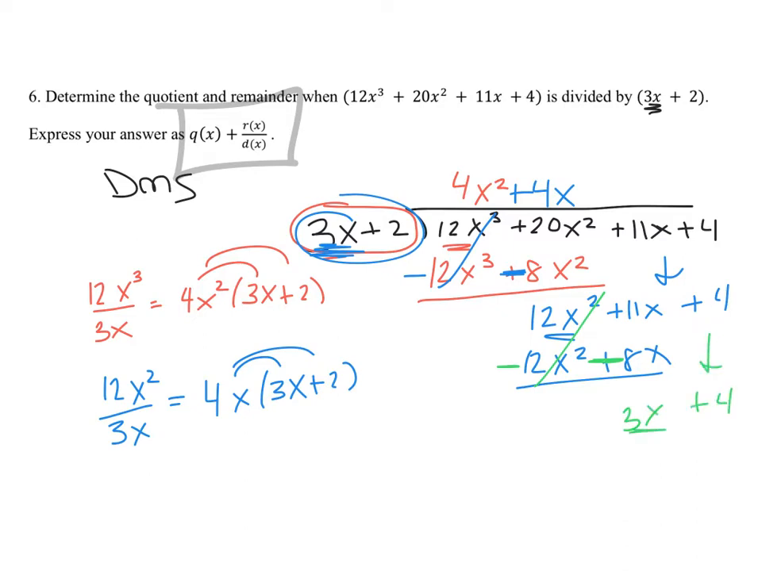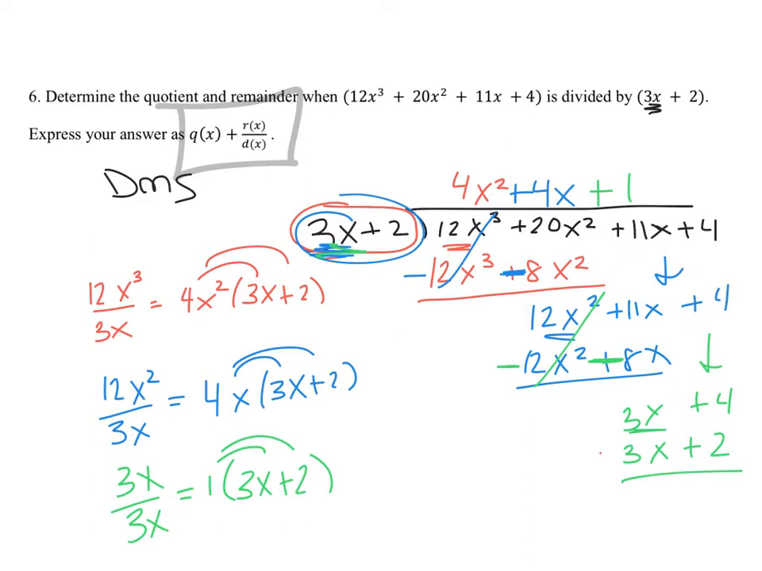Divide the first term by the first term. 3x divided by 3x will get you 1. And then again, that's part of your quotient. Put that up there. And I'm going to now multiply by my outside piece. That'll just get me 3x plus 2. And I'll subtract by changing both signs, and it'll get me a remainder of 2. So I did determine my quotient, and I got my remainder, but now they want me to write it like this. The q of x represents the quotient. The r they're talking about is the remainder, and the d of x is your divisor.